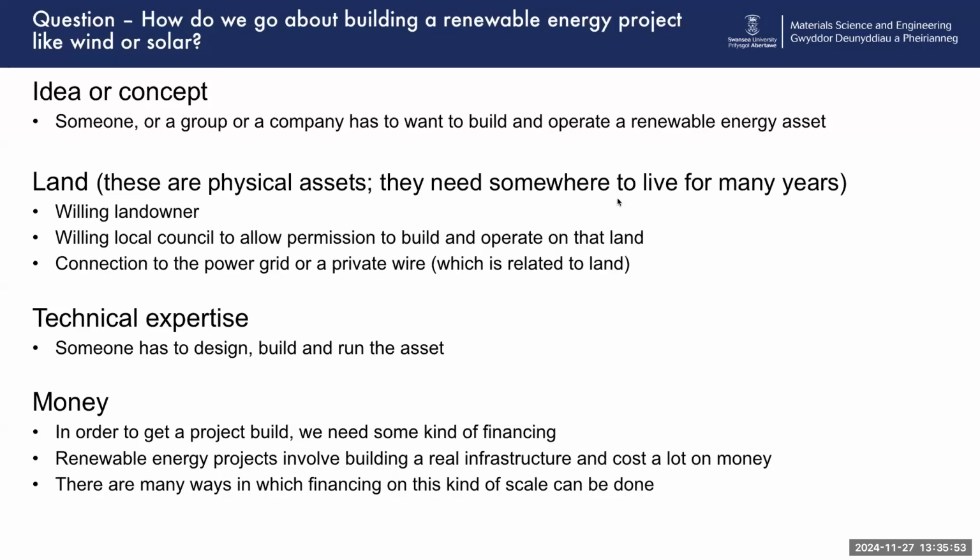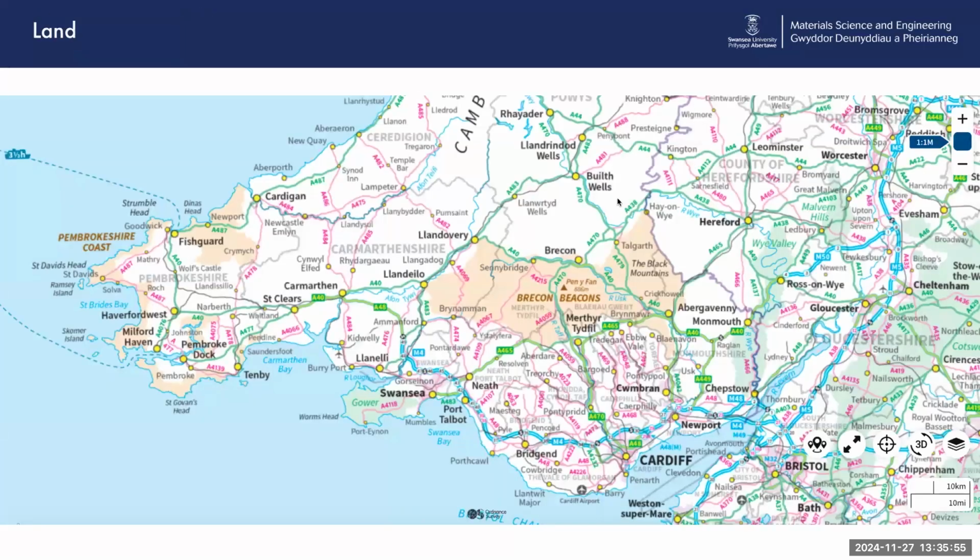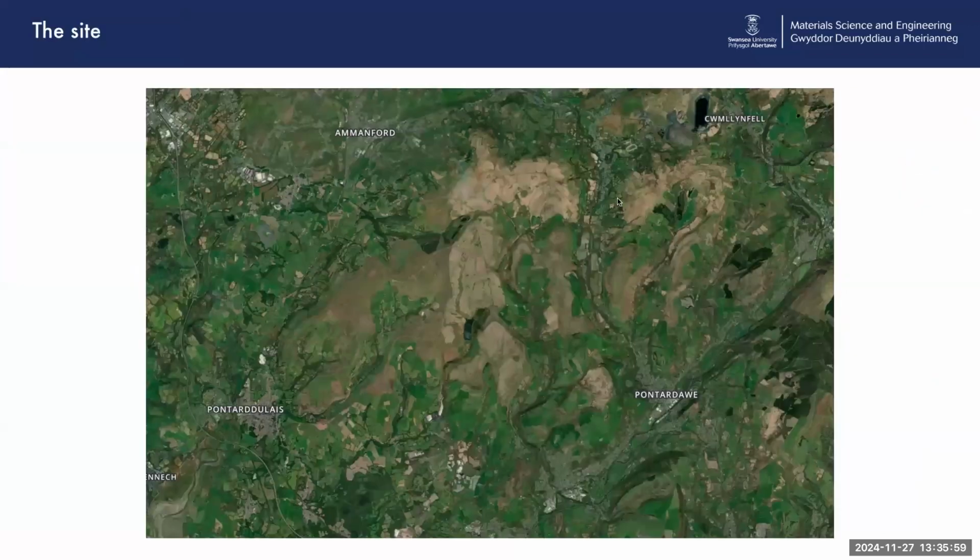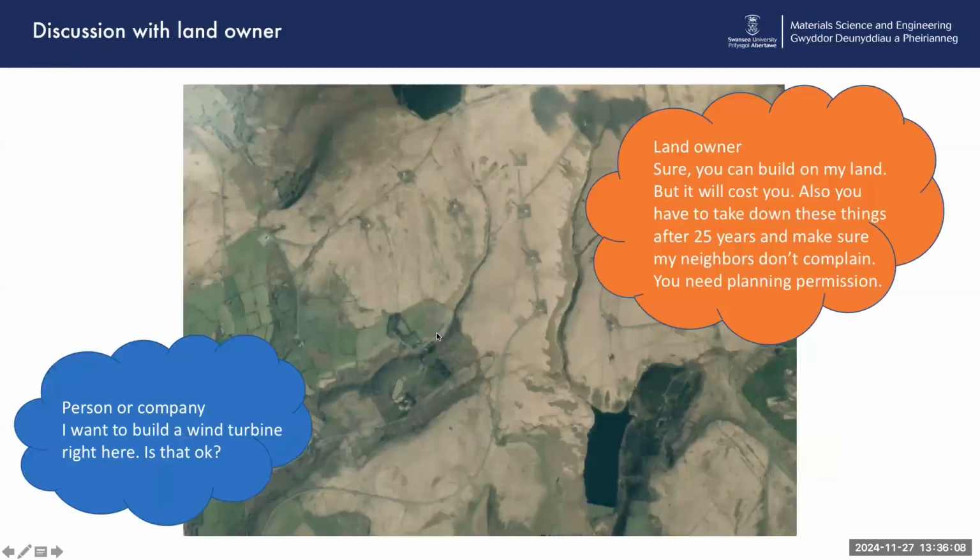Just to build up a picture, here we are in South Wales. Say between Ammanford, Pontardawe and Pontarddulais, we want to put ourselves a nice wind turbine somewhere. There are plenty of wind turbines around there, so they would have all gone through this process. So we approach the farmer. We have a discussion and say, I want to build a wind turbine there. Is that all right? And the landowner goes, yeah, no problem. You can build a wind turbine on my land. I'm not really doing much with it in that area at the moment.